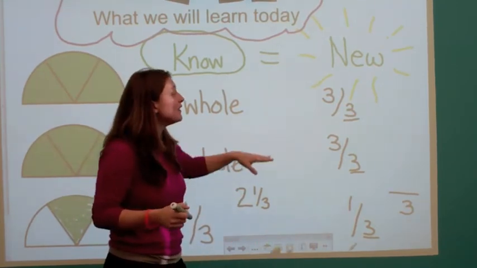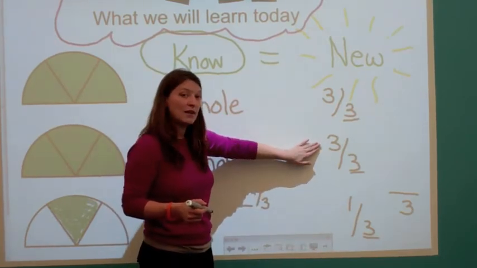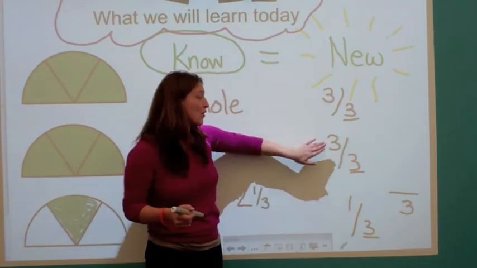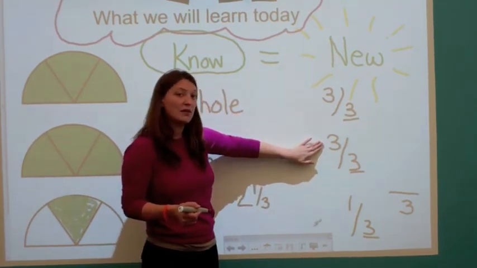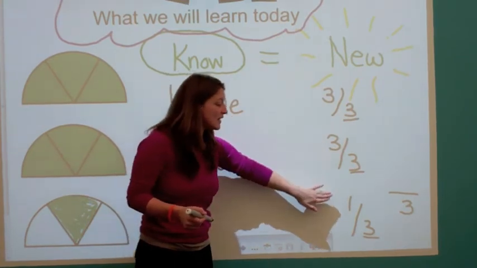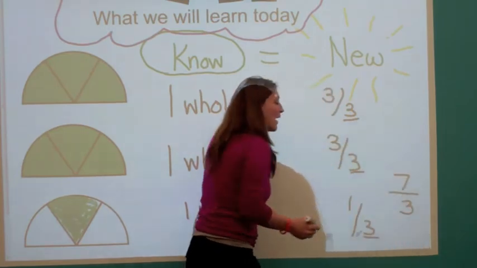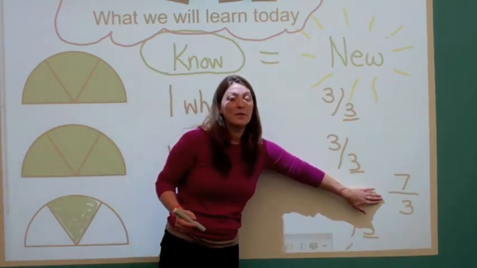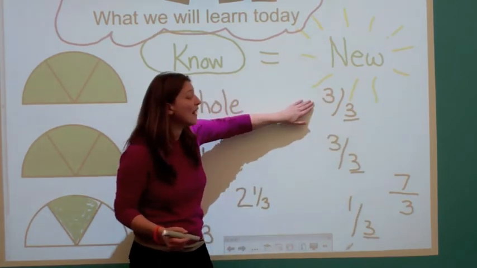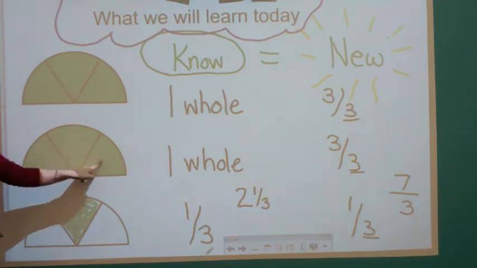So I'm going to look at this and I'm going to say I have 3 plus 3 plus 1, because those are the 3 numbers in my numerator. So 3 plus 3 is 6, and 6 plus 1 is 7. So my improper fraction is 7/3, because I have 7 pieces colored.